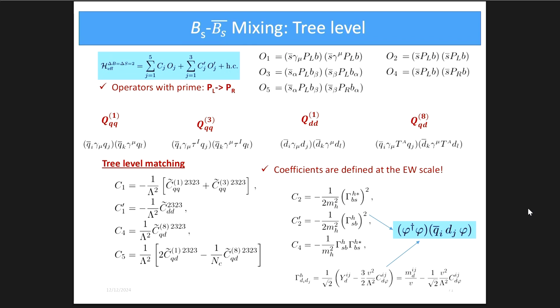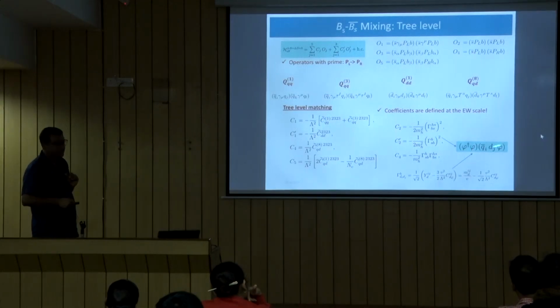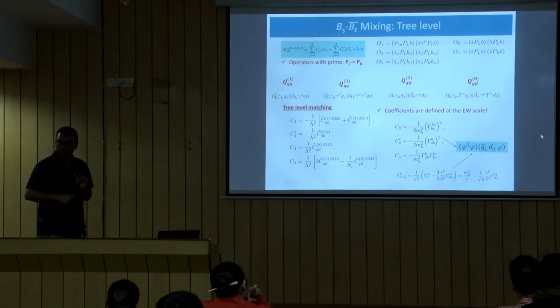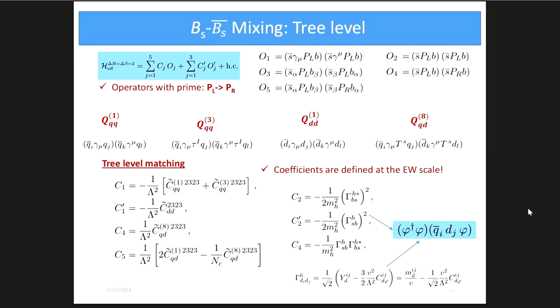And then there are other contributions which are relatively suppressed. Those could come from this operator here. You see, if you expand this phi, this will also contribute at leading order to the masses of the fermions. Okay, and then these are the corrections, and the corrections will give you the B_s-B_s bar vertex. Okay.